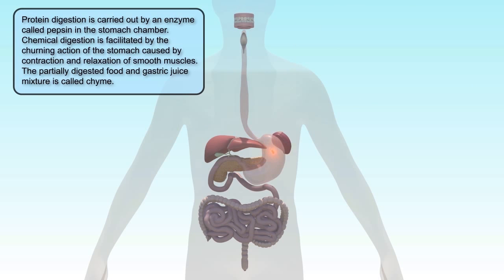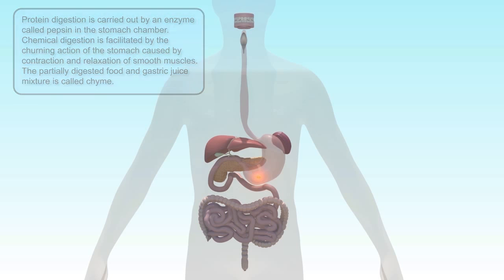Protein digestion is carried out by an enzyme called pepsin in the stomach chamber. Chemical digestion is facilitated by the contraction and retraction of the smooth muscles. The partially digested food and gastric juice mixture is called chyme.